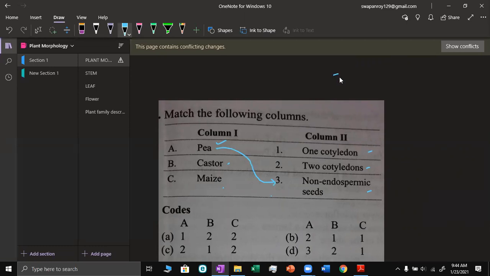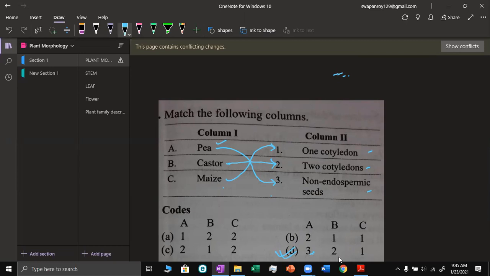What we eat is the cotyledon, the embryo. Castor is a dicot. It is two cotyledon. This one is dicot. Maize is one cotyledon, monocot family. So which matching will it be? A with 3. A3, which one? This is the only option. That is D, it will be the correct answer.